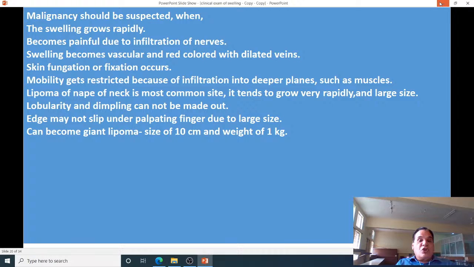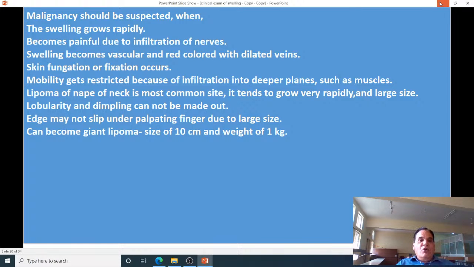Lipoma of the neck: the neck is the most common site for lipoma. Always remember, it tends to grow very rapidly, to a large size, and you cannot make out lobulation or dimpling. Here the slip test for a lipoma is diagnostic. In a large lipoma, this test may not be positive due to the large size. It is called a giant lipoma. What is it? 10 centimeter. Even there are lipomas known to have 1 kilogram of weight.